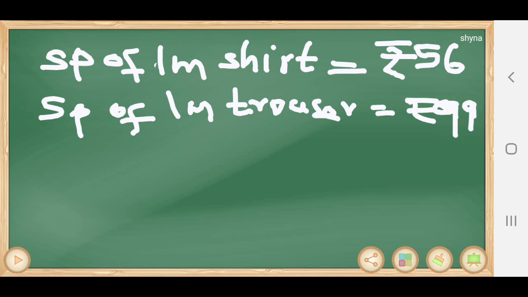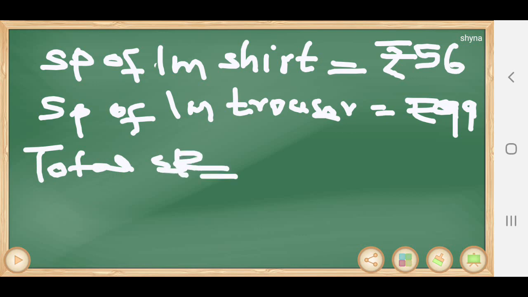But we are very sure that there is not only 1 meter of trouser material and 1 meter of shirt material. What is the total amount of shirt material? Then total selling price. Dear children, for 1 meter of shirt material, 56 rupee. Then total 3x meter of shirt material. That is for 1 meter 56.